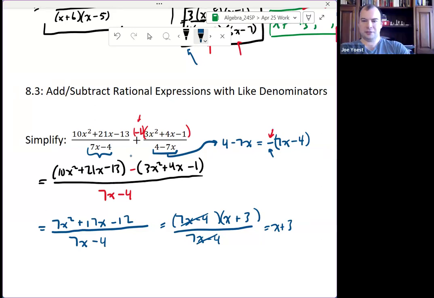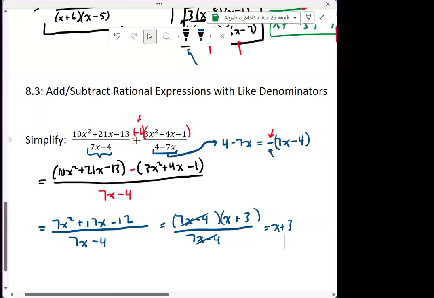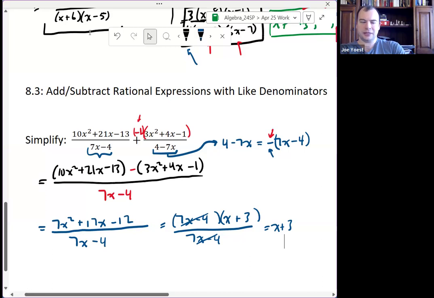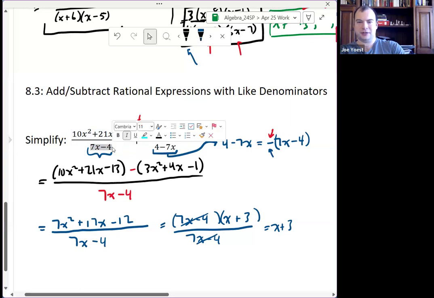All right, so the key idea in this one is that we can make the denominators look the same by recognizing that 4 minus 7x is negative of 7x minus 4. So if I just multiply top and bottom by -1, then I can get a common denominator or a like denominator.